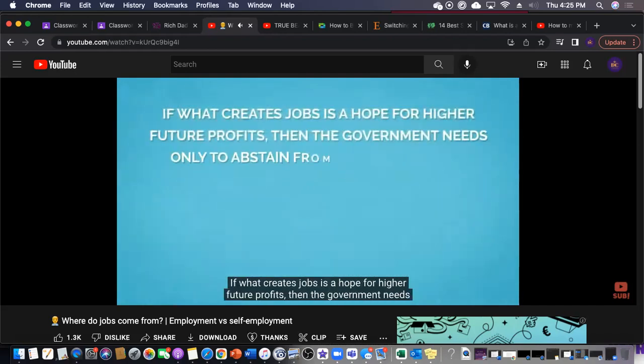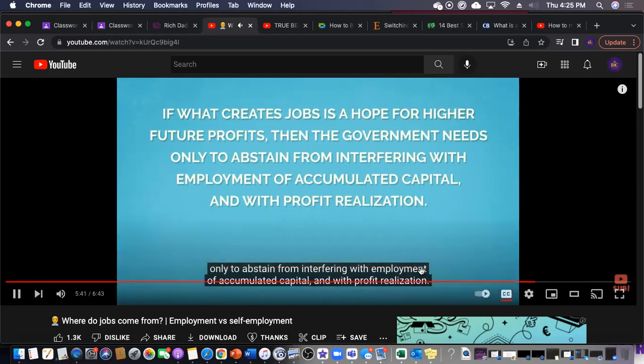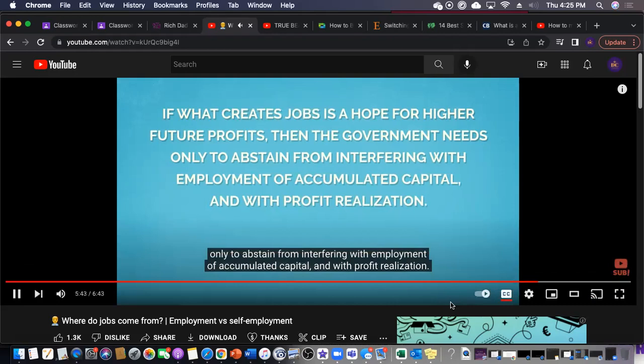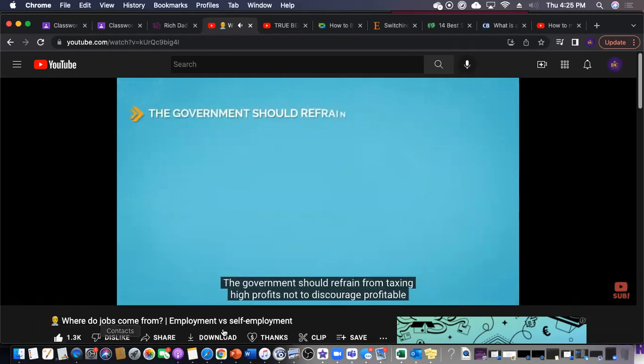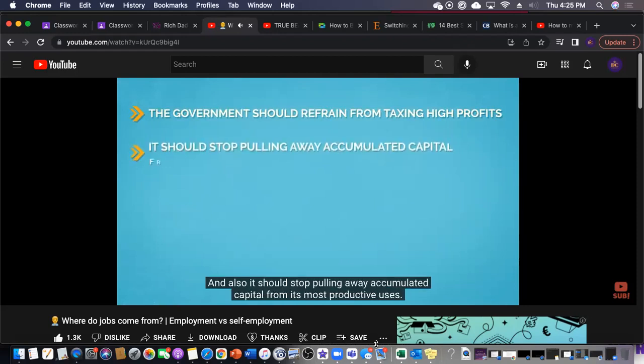If what creates jobs is hope for higher future profits, then the government needs only to abstain from interfering with employment of accumulated capital and with profit realization. The government should refrain from taxing high profits, not to discourage profitable activities of entrepreneurs. And also, it should stop pulling away accumulated capital from most productive uses.